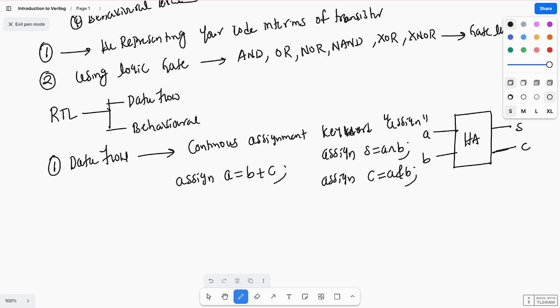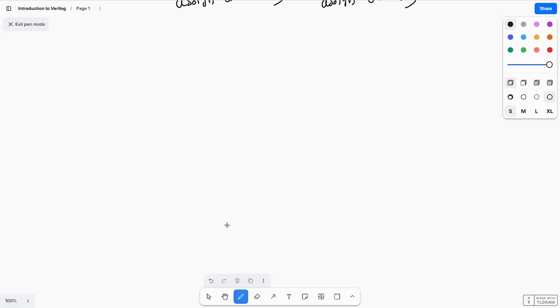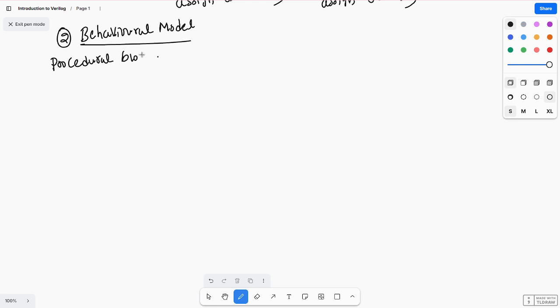Did you understand? Okay. Next is behavioral modeling. So what is behavioral modeling? Behavioral modeling means this is a high level of modeling style. Here you are using procedural blocks. If it is a behavioral modeling, you need to use procedural blocks. What are the procedural blocks? You need to use the initial block and always block.